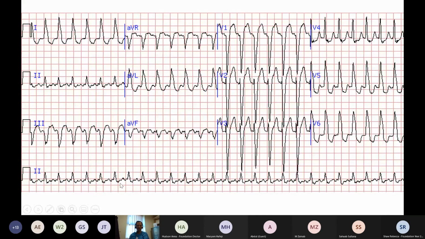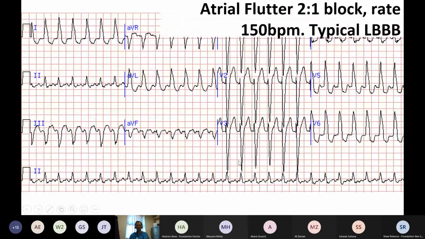Flutter. And can you see there is a sawtooth? Can we see our little sawtooths coming through regularly? So this is atrial flutter with 2-to-1 heart block. If you thought that was VT, then you've done as well as I would want you to do there, because that's the important thing. But this is actually atrial flutter with 2-to-1 heart block with the typical left bundle branch block.